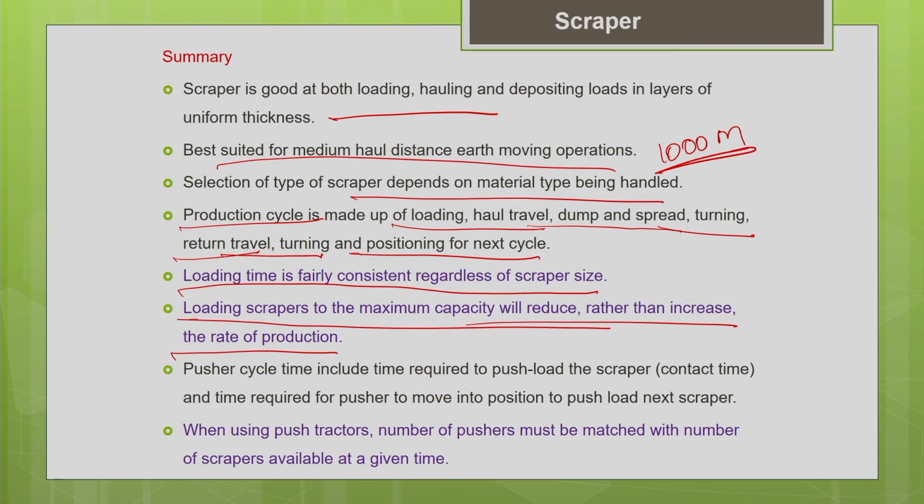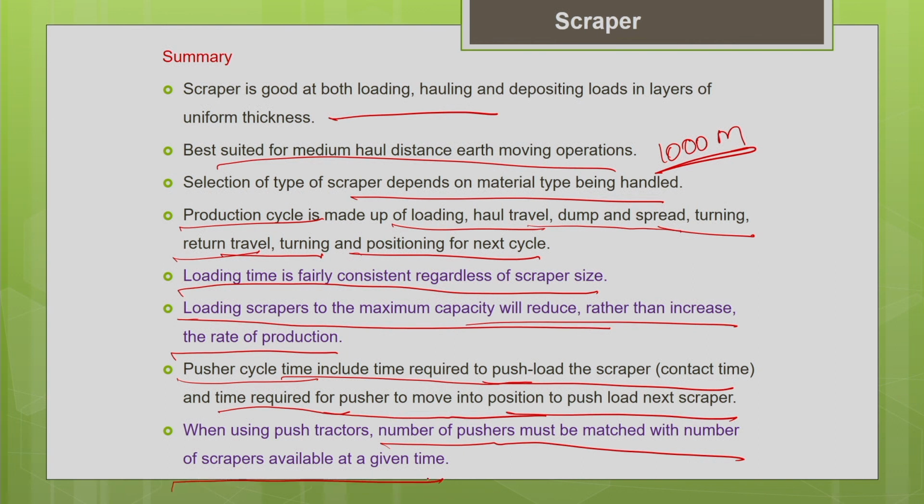Find the optimum loading time from the load growth curve, which you can get from the equipment manufacturer. Okay. And you have to follow that particular optimum loading time. Then the pusher cycle time includes the time needed for push loading the scraper, as well as the time needed for moving the pusher into position to push load the next scraper. Okay. All these things make up the cycle time of the pusher. And when you are using the push tractors, we have to balance the number of the scrapers on the pusher. Okay. Number of pushers must be matched with the number of scrapers, so that we can minimize the waiting time of the scraper and the pusher.